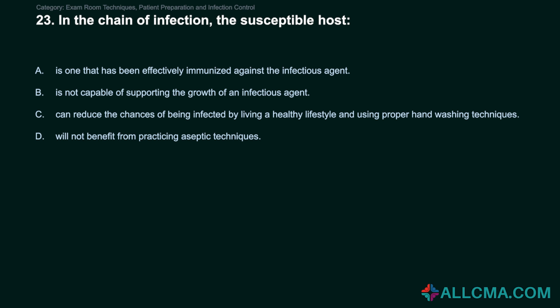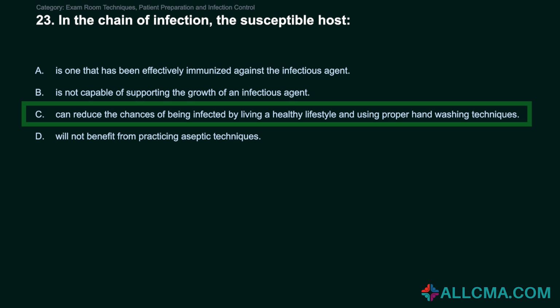23. In the chain of infection, the susceptible host: A. Is one that has been effectively immunized against the infectious agent. B. Is not capable of supporting the growth of an infectious agent. C. Can reduce the chances of being infected by living a healthy lifestyle and using proper hand washing techniques. D. Will not benefit from practicing aseptic techniques.